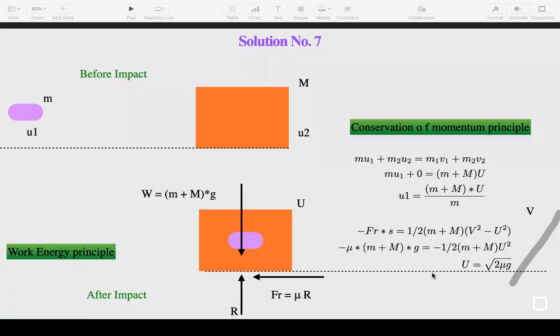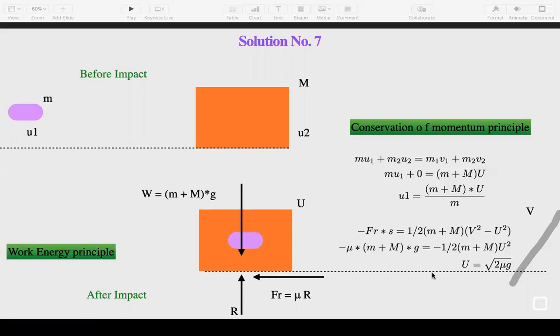So here, after impact the block will cover some distance and automatically it will stop. So the final velocity in this case is 0, and the initial velocity will be the u square. The initial velocity we have represented by u.